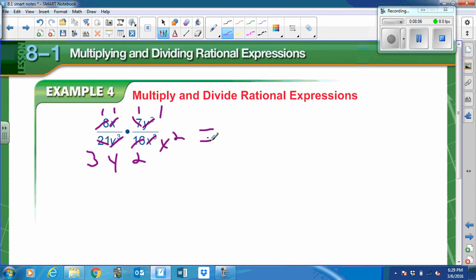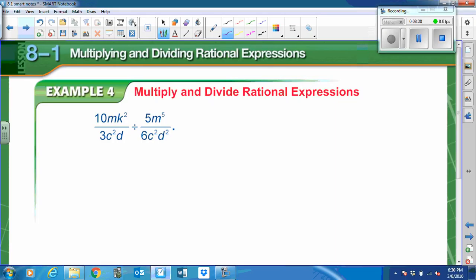And so in my numerator now, I have 1 times 1 times 1 times 1. Well, that's just 1. In my denominator, I have 3 times y times 2 times x squared. And that's going to give us 3 times 2 is 6. And I'm going to put x squared y, because you should go in alphabetical order in this case. And that's it.